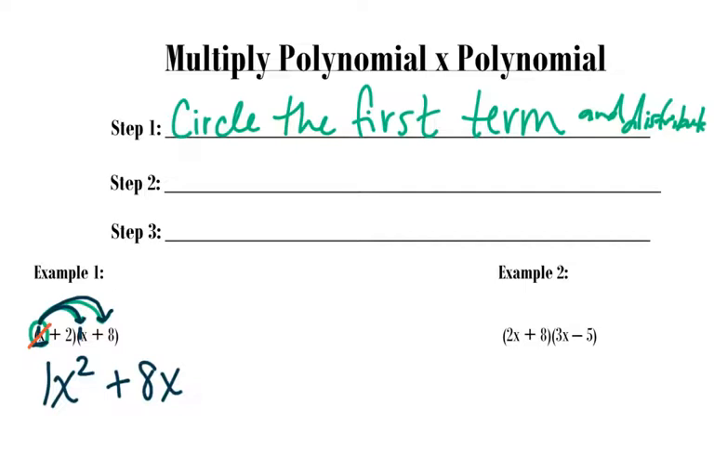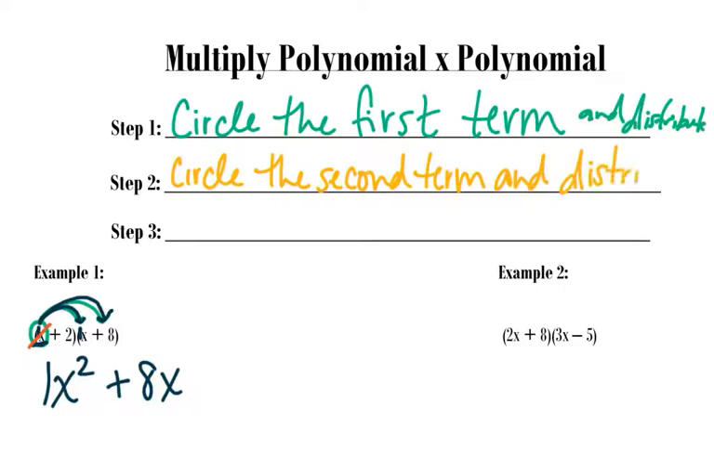So now, step 2. Circle the second term and distribute. Okay, so here's my second term. It's a positive 2, and I'm going to distribute that. 2 times 1 is positive 2, and there's an x there. 2 times 8 is positive 16. So now we distributed both terms, so now we're done with the multiplying part.